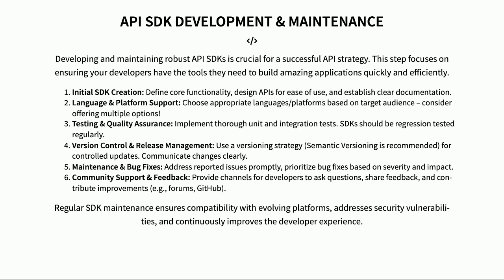Next up, rigorous testing is vital. Write lots of tests to make sure everything works correctly, and regression test regularly as you add new features or fix bugs. Version control is essential for managing updates. Semantic versioning can be a great way to communicate changes clearly.